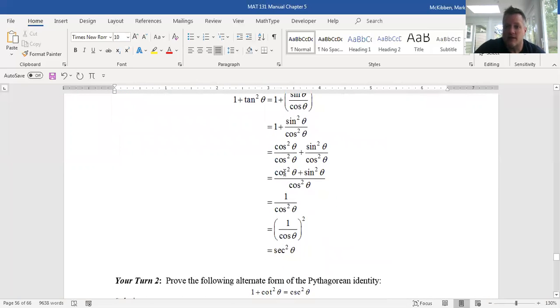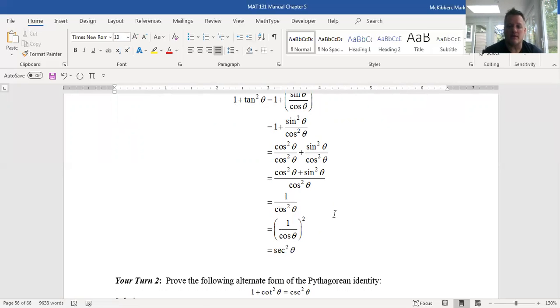But remember, we have a Pythagorean identity that tells us the sine squared of theta plus the cosine squared of theta is 1. So I get 1 over cosine squared theta. But here I can rewrite that as 1 over cosine of theta quantity squared, because I would have squared the 1 and the cosine separately to get this. But realize that the inside here, 1 over cosine theta, is just secant of theta, right? And so indeed, 1 plus tangent squared theta is secant squared theta. That's another Pythagorean identity, right?